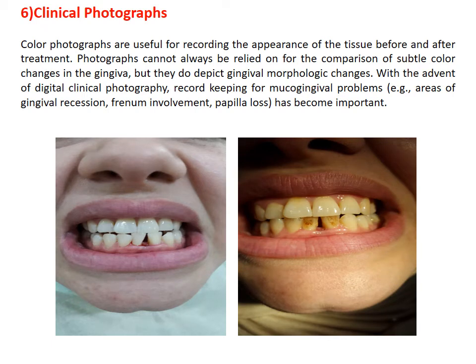Clinical photographs are very important, before and after. Many patients say, you did nothing, nothing has changed in my mouth, so we must take before and after radiographs.